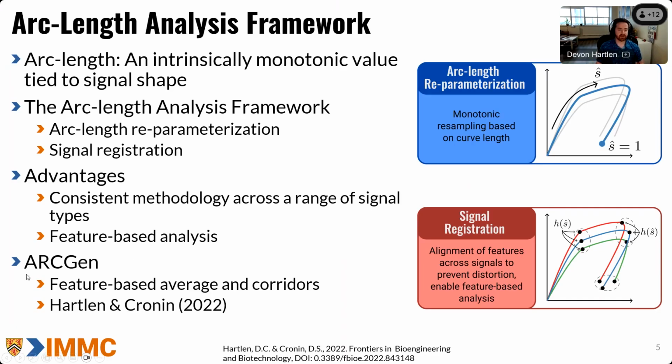And from this, we developed ARCGen, which really, it was an acronym at one point. It's just a name now, but it provides feature-based averaging and corridors. Myself and my supervisor, Dwayne Cronin, published this in 2002 in Frontiers, and as we'll see later, we released open source MATLAB and Python software for you guys to use.